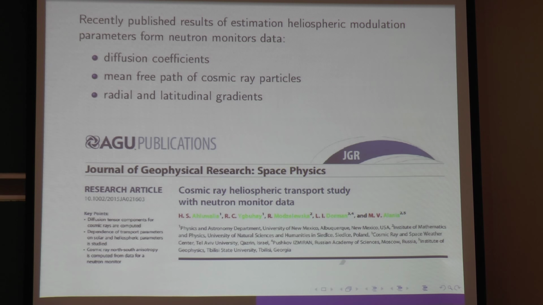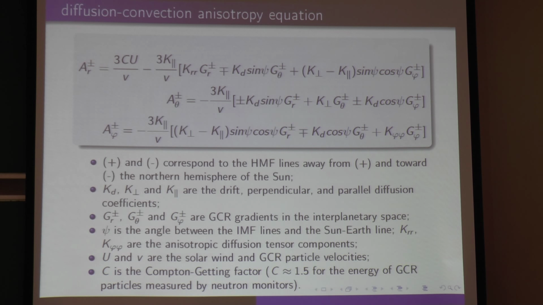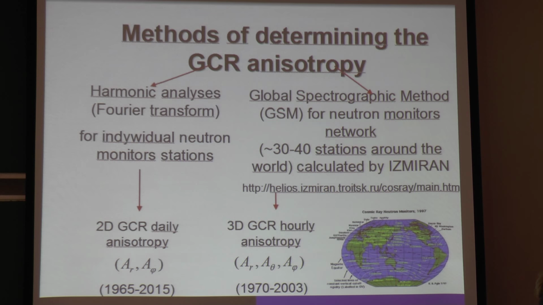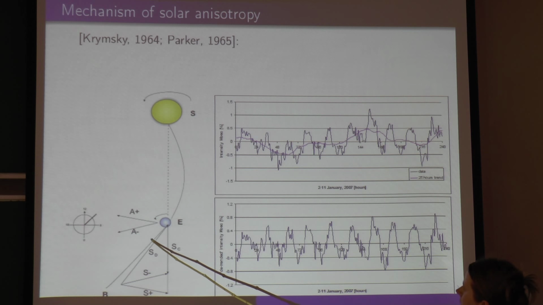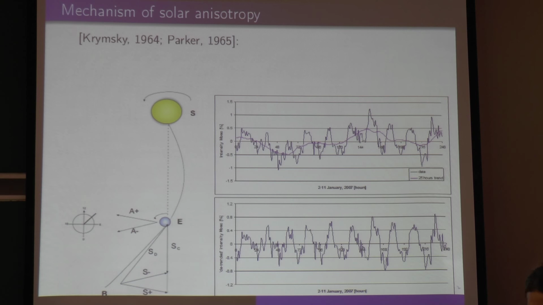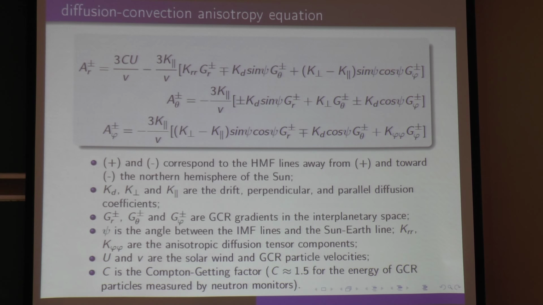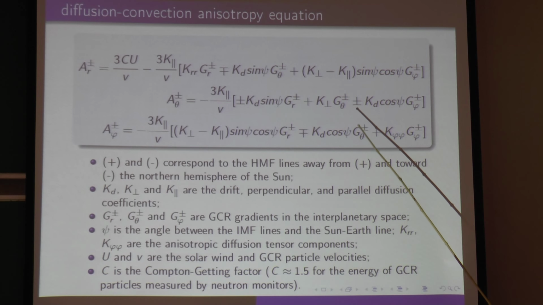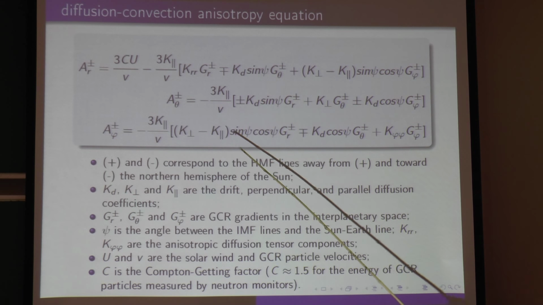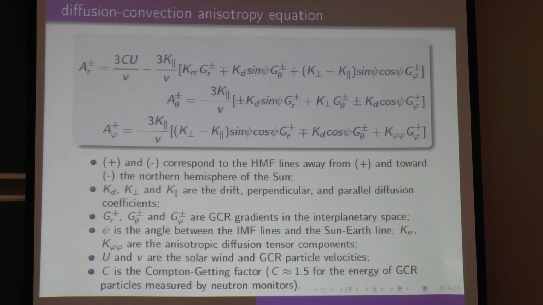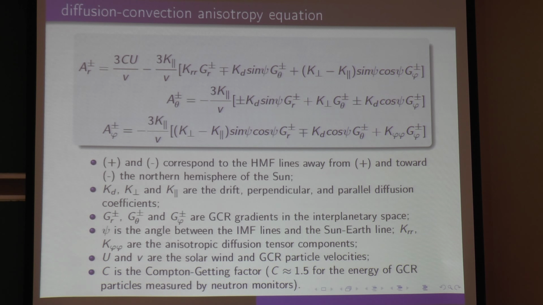Could you go back, so we understand what is being varied? Psi is the angle between the heliospheric magnetic field and the radial direction in the equatorial plane. Okay, but there are many more coefficients on the right-hand side. You have 3 values of A, and on the right-hand side you have K, G, many coefficients. So how can you determine them?